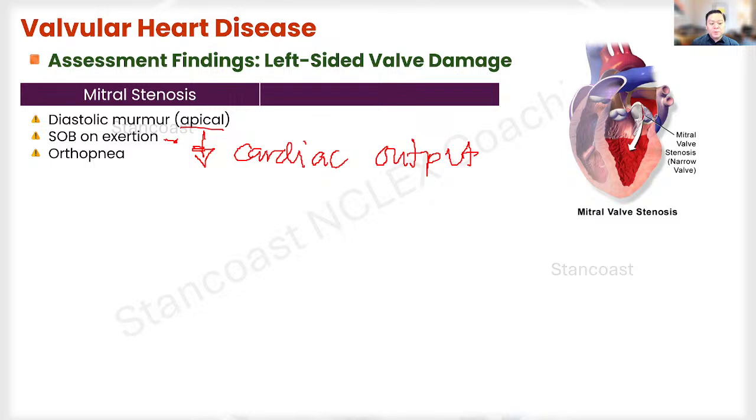Now, the person may also manifest irregular heart rhythm, atrial fibrillation, and this is caused by the atrial enlargement, okay? Let me put it right there. Due to the atrial enlargement.